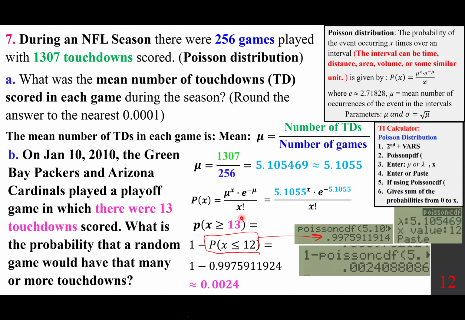You want probability of x larger than 13, which means probability of x equals 13 plus 14 plus 15 plus 16, and you keep on going. So obviously, the complementary event makes it easier to calculate. So I hope everybody's following that.